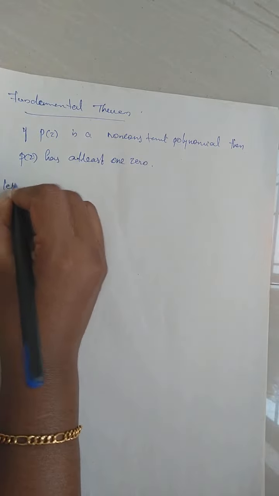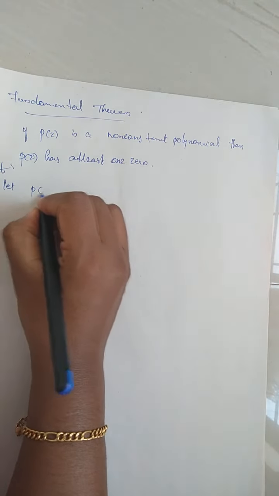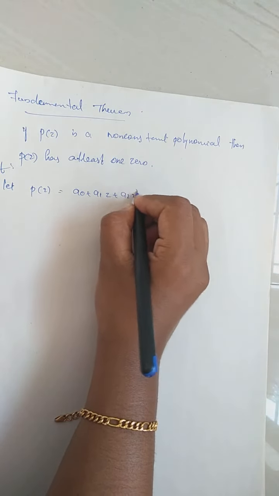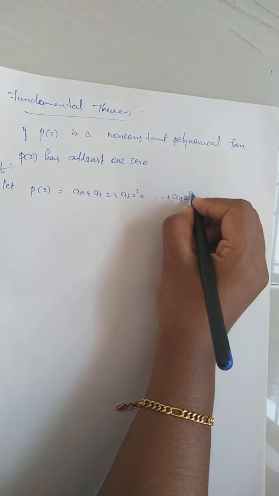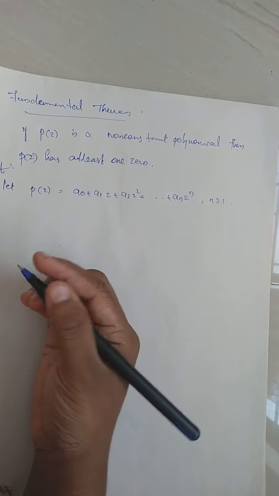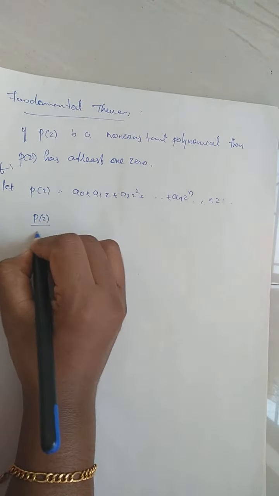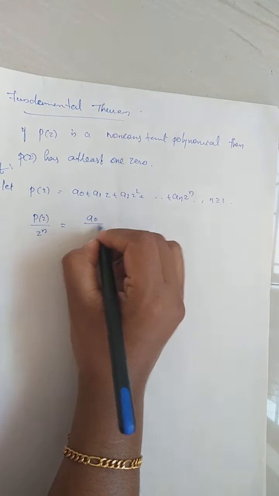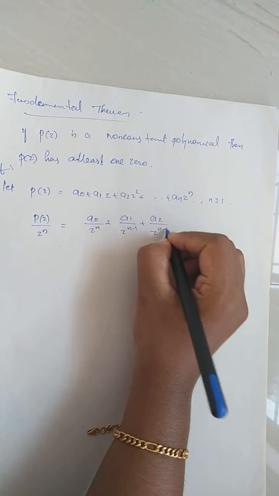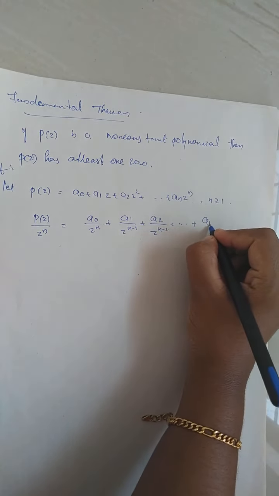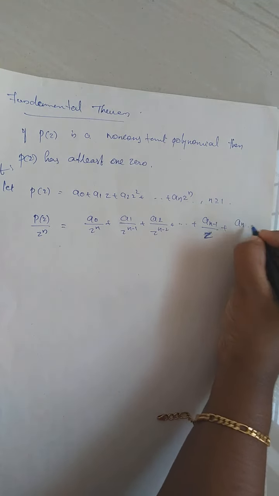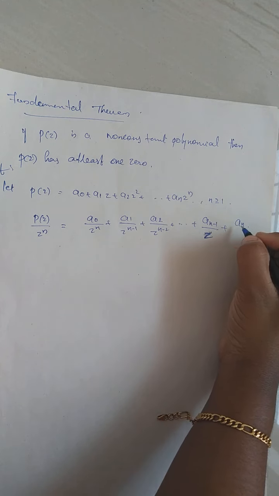For the proof, let P(z) be a non-constant polynomial, then we can write it as a0 plus a1 z plus a2 z squared plus etc. plus an z raised to n. Assume that the degree of the polynomial is n, where n is greater than or equal to 1. Then only it is a non-constant polynomial. Okay. Then what will be P(z) divided by z raised to n? That will be of the form a0 divided by z raised to n, a1 divided by z raised to n minus 1, a2 divided by z raised to n minus 2, etc., plus an minus 1 divided by z, plus an.